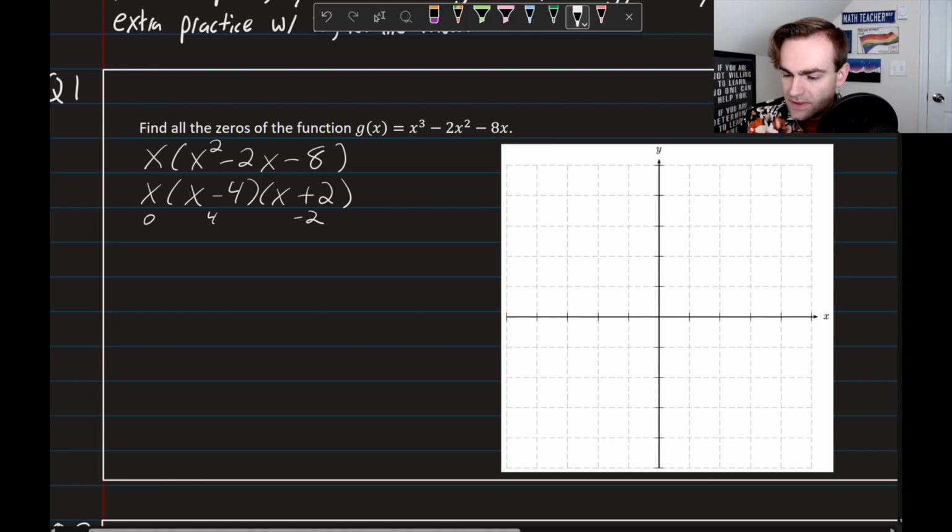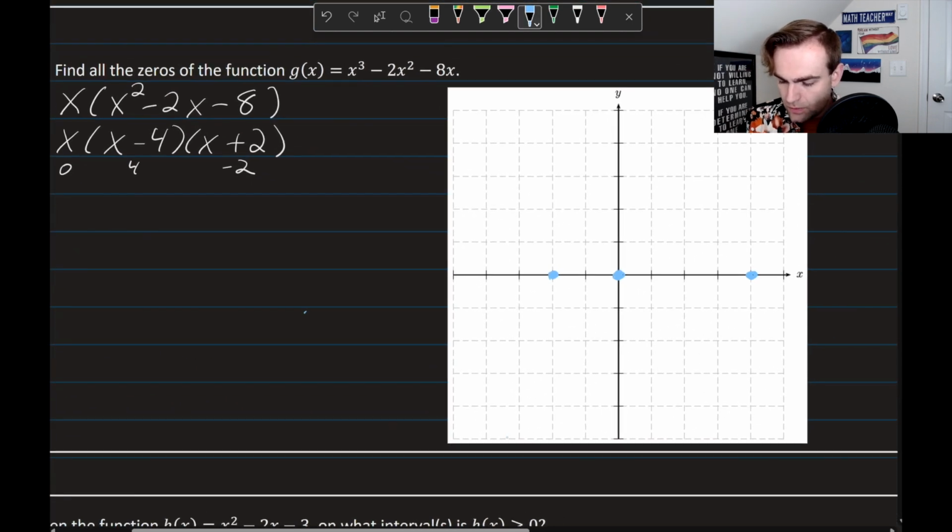So what I'm going to do, on this lovely graph on the right, is put those zeros on my graph. We have a zero at 0, we have a zero at 1, 2, 3, 4, and then we have a zero at negative 2. So that's all it really wanted us to do, but for kicks and giggles, I'm going to draw a rough sketch of what this is going to look like.